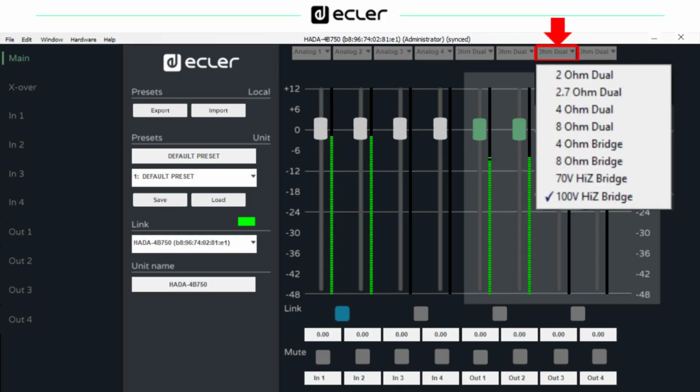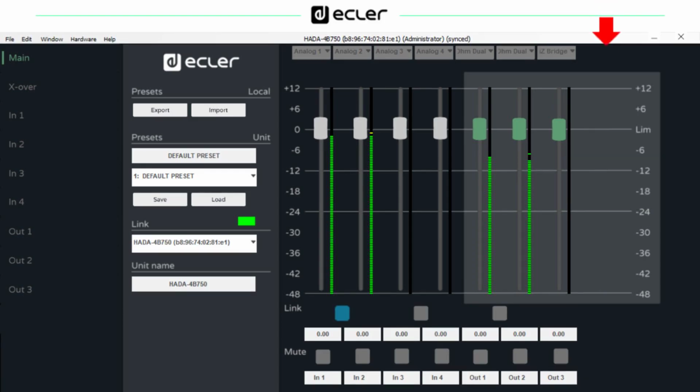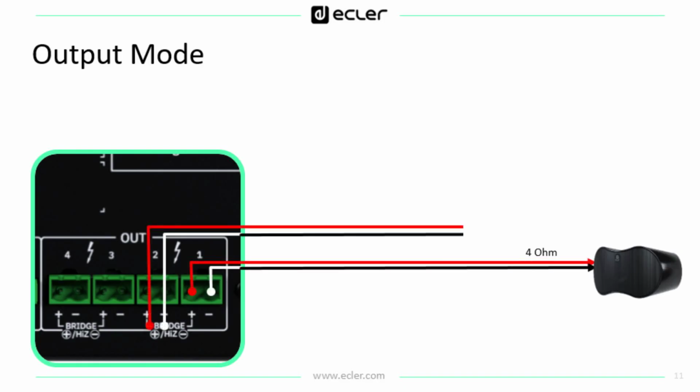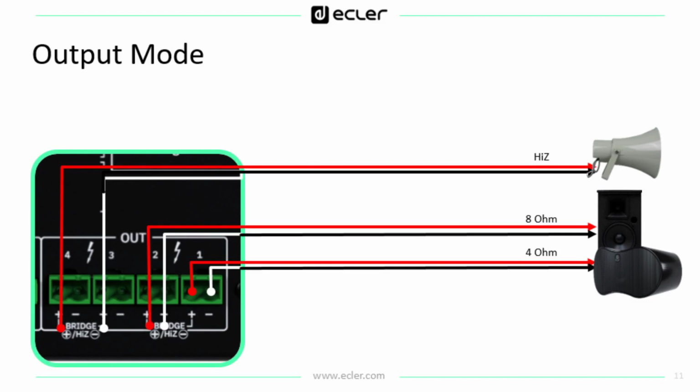Let's use channel 3 and 4 in bridge mode high impedance. As you see, if we select a bridged option, then the even channel, channel 4 in this case, disappears. In our example then we should connect a 4 ohm load in channel 1, an 8 ohm load in channel 2 and a high impedance line in bridge mode in channels 3 and 4. So think what to do in your case before connecting.